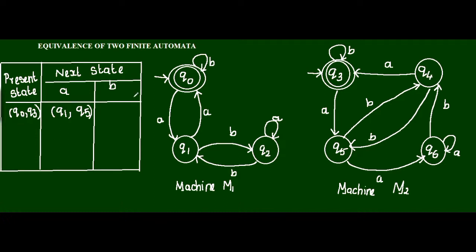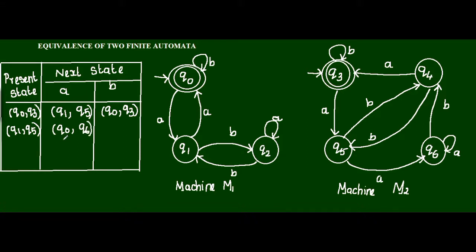Q0, if input is B, next state is Q0. Q3, if input is B, next state is Q3. Both are final states. Already this is our old state, and in this table Q1, Q5 is a new state, so I am going to make this the present state right now. Q1, if input is A, next state is Q0. Q5, if input is A, next state is Q6.